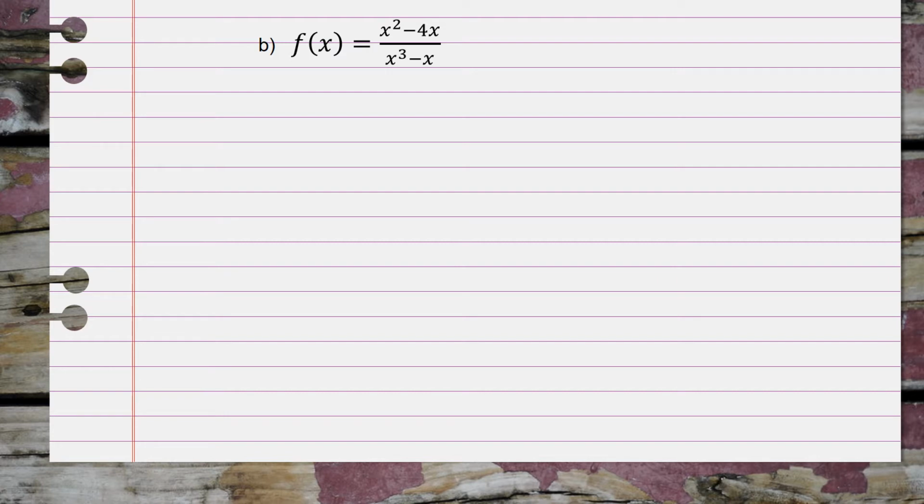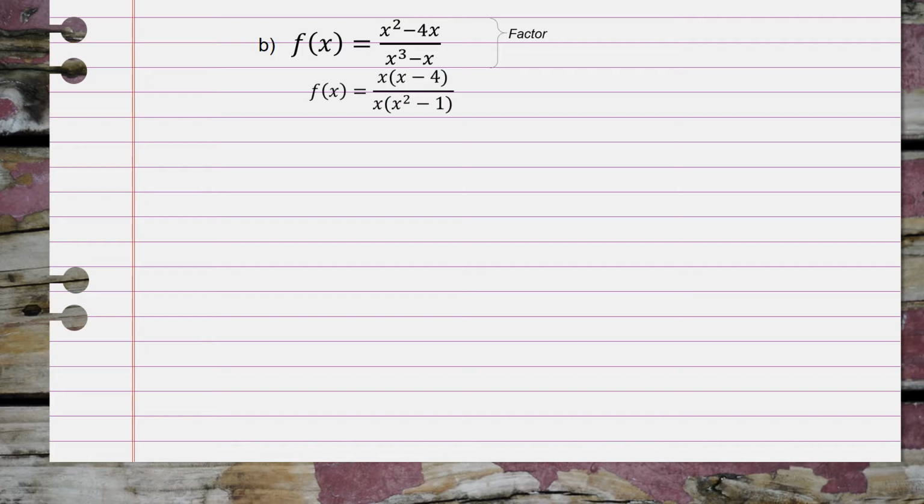Example B, f of x equals x squared minus 4x in the numerator, and in the denominator we have x cubed minus x. Now we're trying to identify vertical asymptotes, and we can only do that if it's in a factored form. So we need to factor. Take a moment now to factor the numerator and denominator completely if possible.